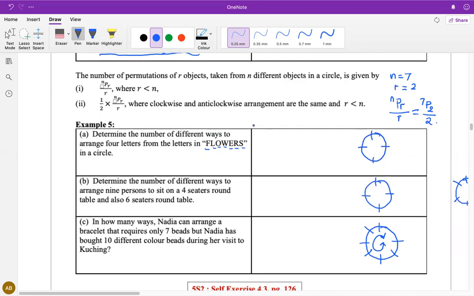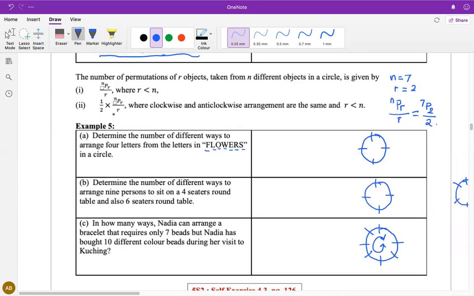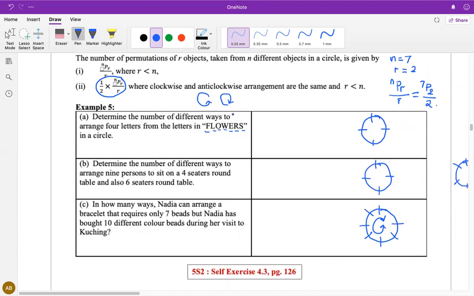All right, so now we go to if it's a necklace or chain. We use this formula because clockwise and anti-clockwise will be treated as the same. What do you mean by anti-clockwise and clockwise being treated as the same? That means you flip it over, you reflect it over, so it will be the same.